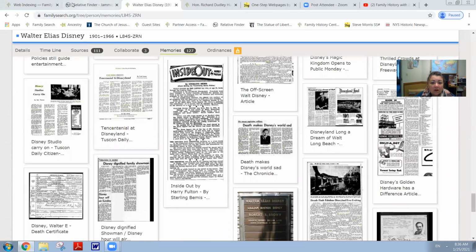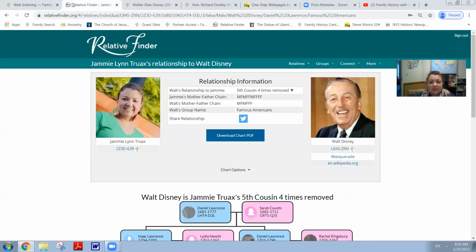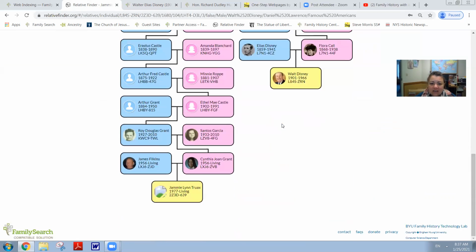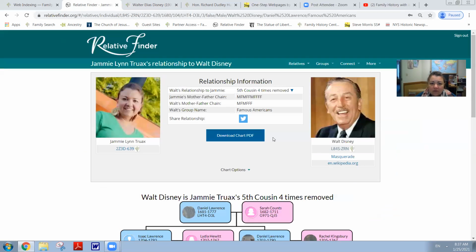So exciting. Okay, so if you want to look up Walt Disney, you can. But I'm going to go back to Relative Finder. And you're probably going, how are you related to Walt Disney? Well, this super cool chart tells me how. So I want to show you up here first. It tells you the relationship. And then it says the mother-father chain. So it goes through my mom, her father, his mom, father, and you can do it that way.